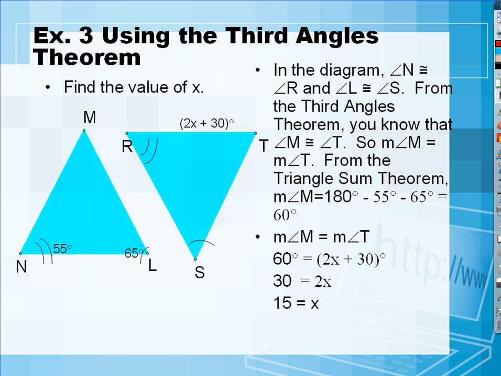Okay, using the third angles theorem, find the value of x. This got moved around. I don't know how it got moved around, but it did. How could we do that? What do we know? Could I transfer some information from one triangle to the other? We don't even have to be told they're congruent. It doesn't even matter. We know that if two angles are congruent, so are the third, right?